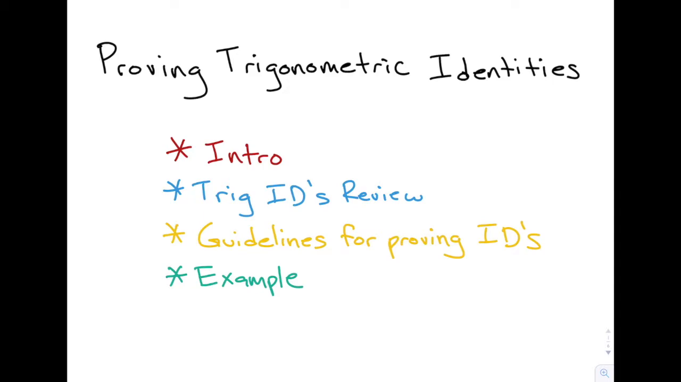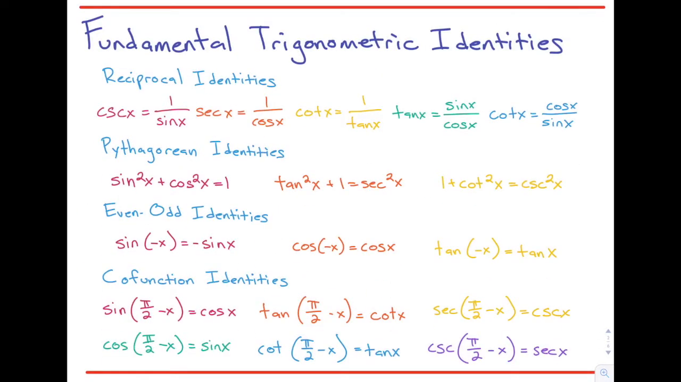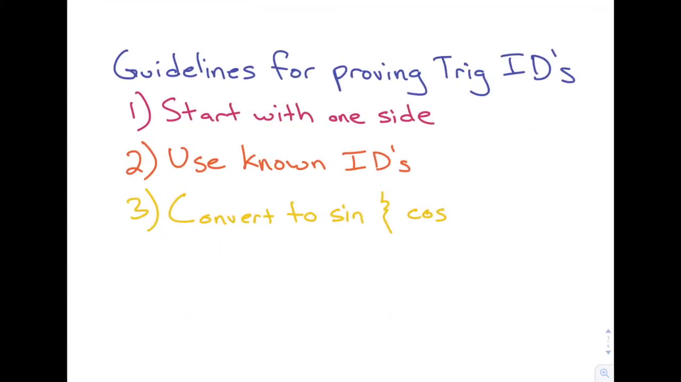So in this video, we'll quickly review the trigonometric identities. We'll talk through some guidelines for proving whether or not a particular expression is a trigonometric identity. And then we'll do an example. So first, here are all of the fundamental trigonometric identities again, just to refresh your memory on these. And now let's look at the guidelines.